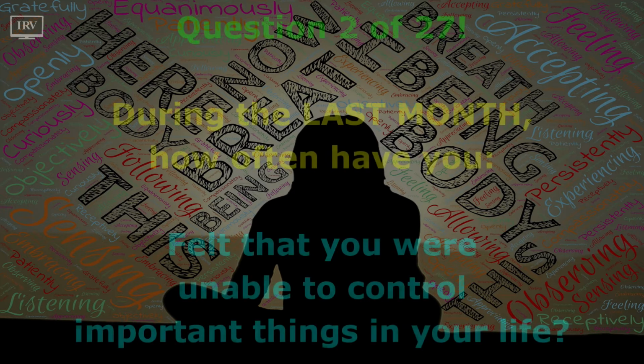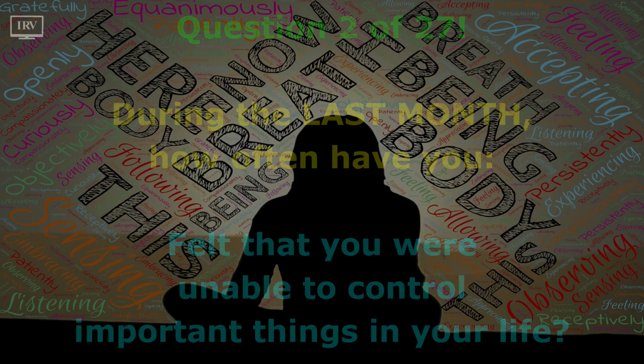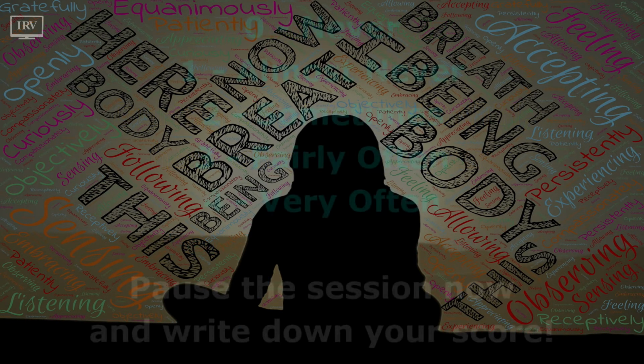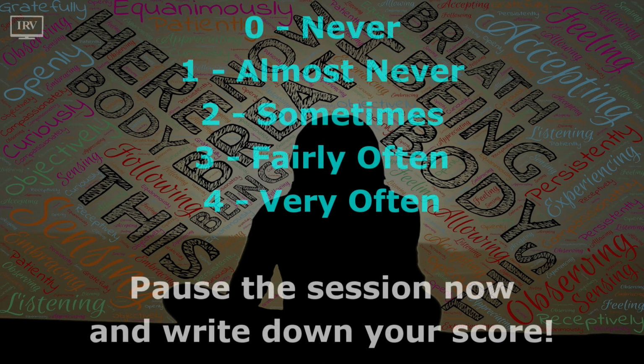Question 2 of 27. During the last month, how often have you felt that you were unable to control important things in your life? 0. Never. 1. Almost never. 2. Sometimes. 3. Fairly often. 4. Very often. Pause the session now and write down your score.